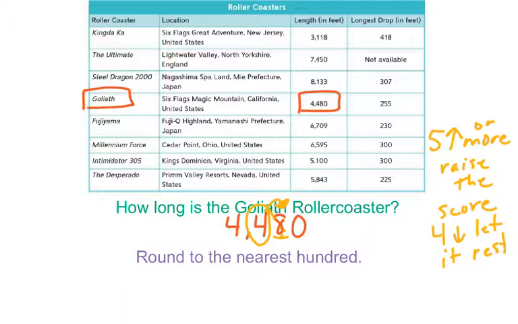So 4,480, I look to the right, it's 5 or more. It's a 5, 6, 7, 8, or 9. I raise the 4, 1 more to 4,500.